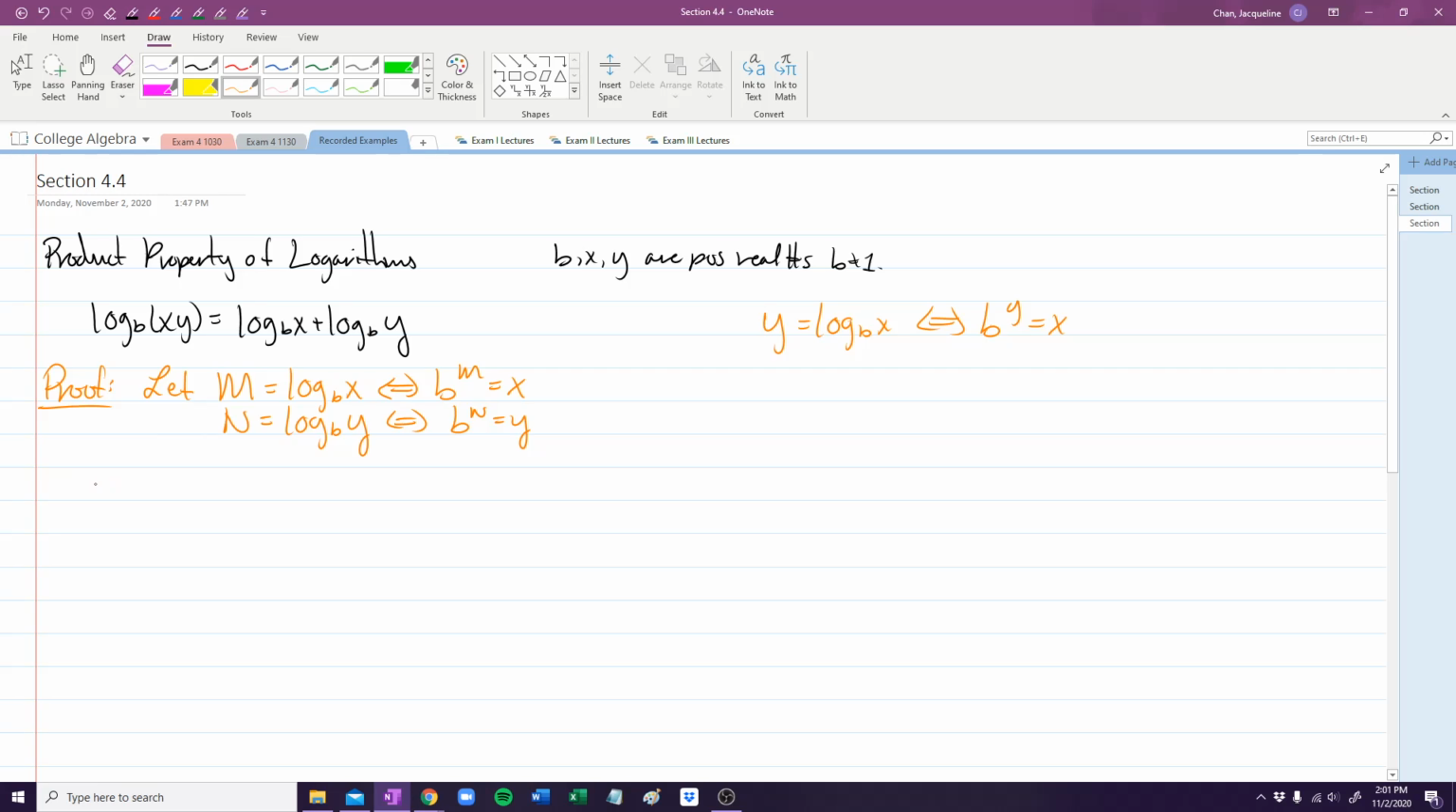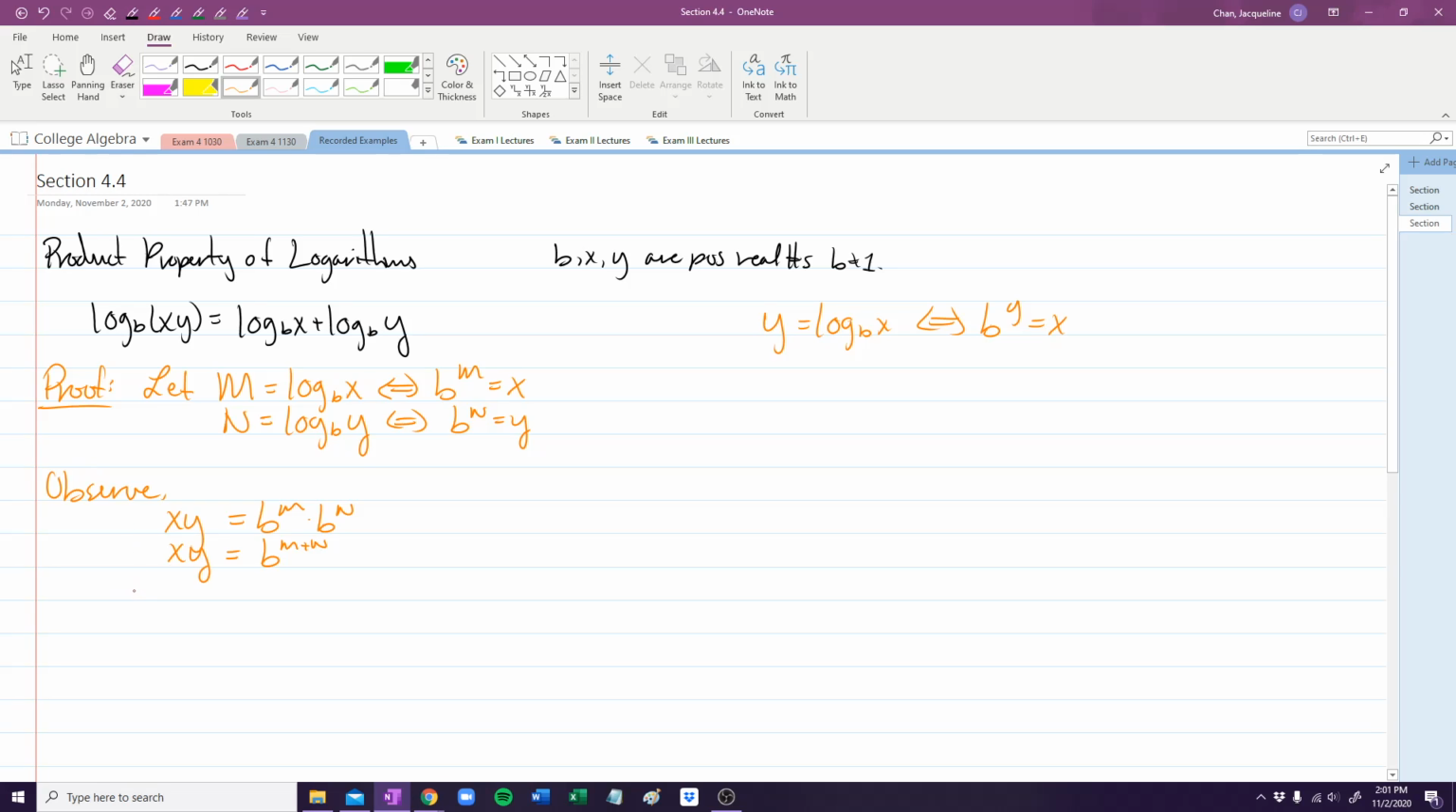Okay, so observe. If we have x times y, what is that? That is going to be b to the m times b to the n. And by the exponential properties, this is equal to b to the m plus n.